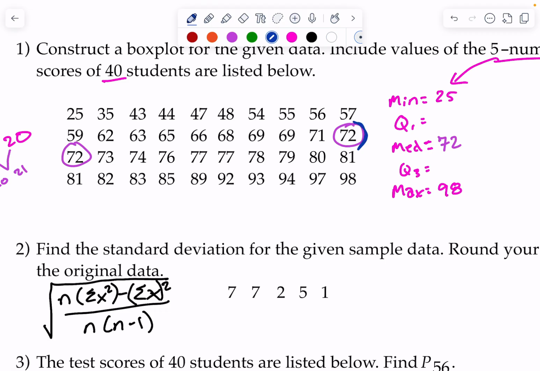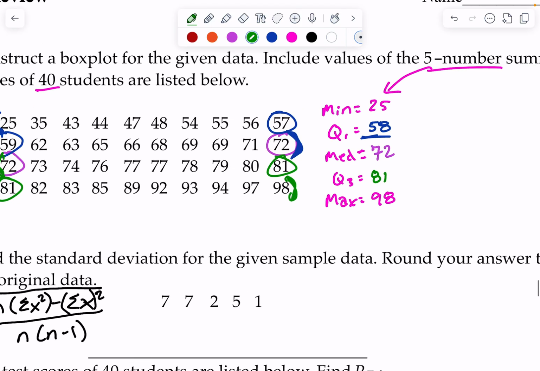Now, my first half of my data is going to get split like this, okay? So those 20 numbers, I'm going to use to find the Q1. 20 numbers would be the 10th and 11th number averaged together. So 57 and 59 is 58. And then I'm going to find the average of the second half of my data. So these last 20 numbers. And that would be between 81 and 81. And 81 plus 81 divided by 2 is 81. So that's my 5-number summary.